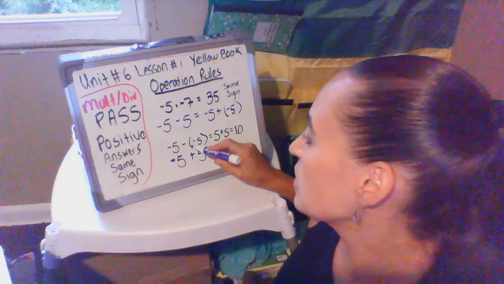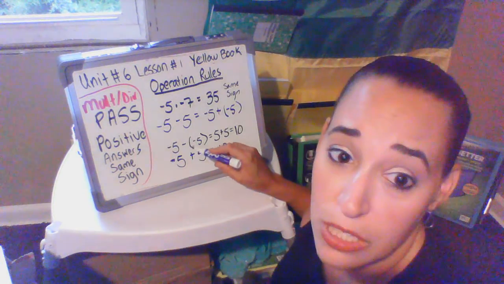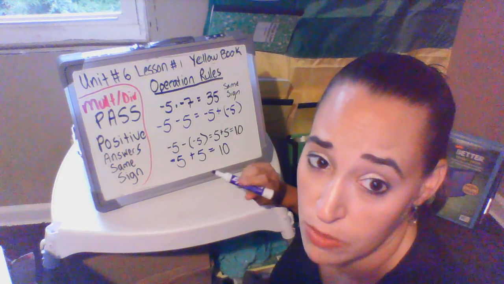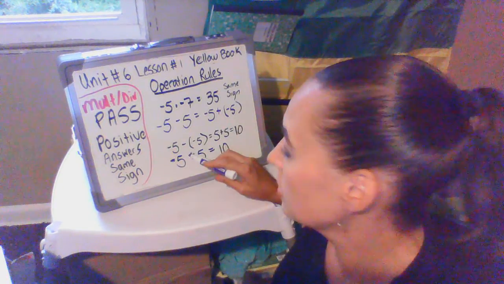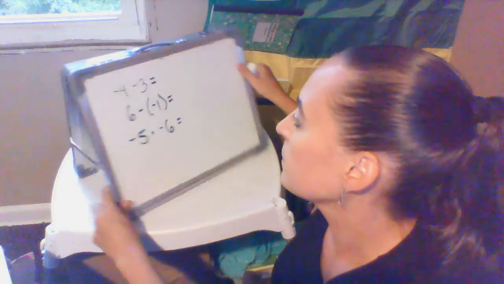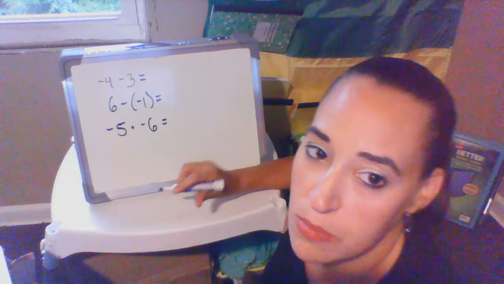But the problem with this one is you have a double negative on top. So when you have a double negative, it turns into a positive. So you've got to remember that with addition and subtraction. If you have a double negative, it turns into a positive. We're going to practice some problems.